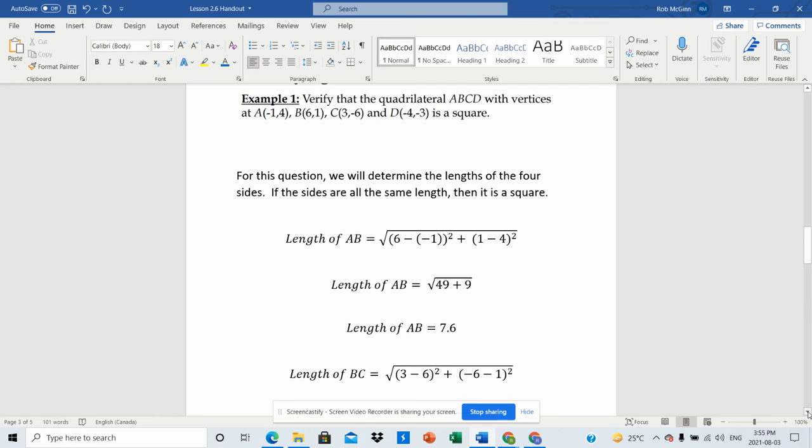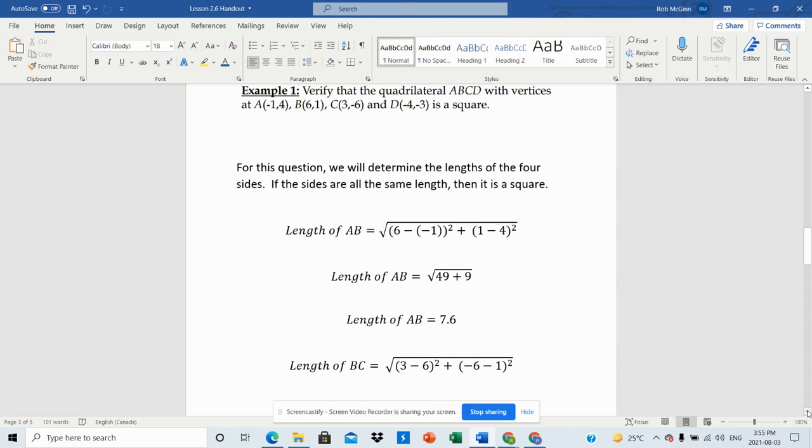So length of BC is equal to the square root of 3 minus 6, that's going to be squared, plus minus 6 minus 1 squared. So 3 minus 6 is going to give us minus 3. Minus 3 squared is going to be positive 9. Minus 6 minus 1 is minus 7 squared. It's going to give us positive 49.